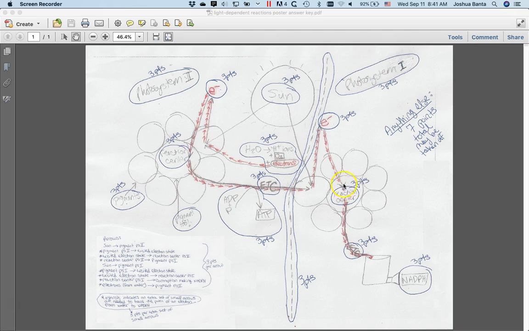But now here's the weird thing though. At the end of photosystem 1, the electron is now gone. The electron has now been used up as an ingredient to make NADPH.